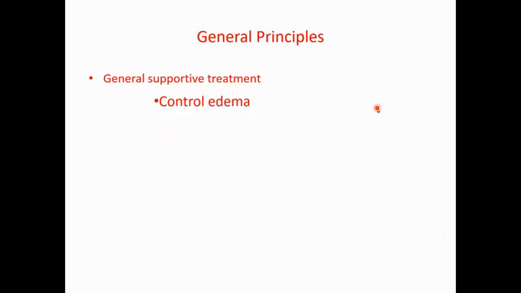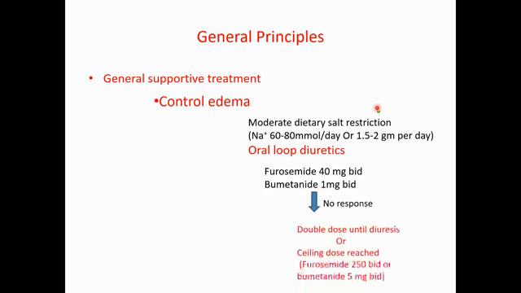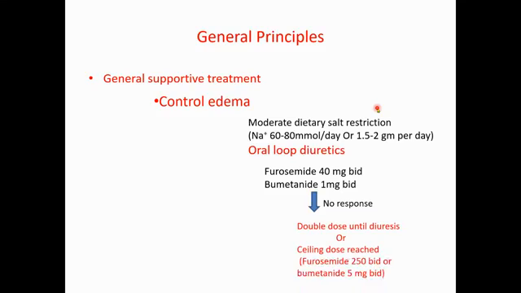Control of edema. First we should restrict the salt, a moderate restriction of salt, and if salt restriction alone is not adequate, then we should add oral loop diuretics first: furosemide 40 milligram BID or bumetanide 1 milligram twice per day. If no response, double the dose until diuresis or the ceiling dose, that is furosemide 250 milligram 12 hourly, and 500 is the ceiling dose, above which there is no adequate benefit.